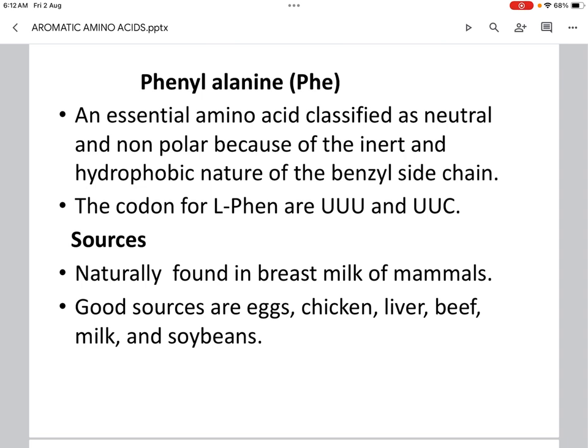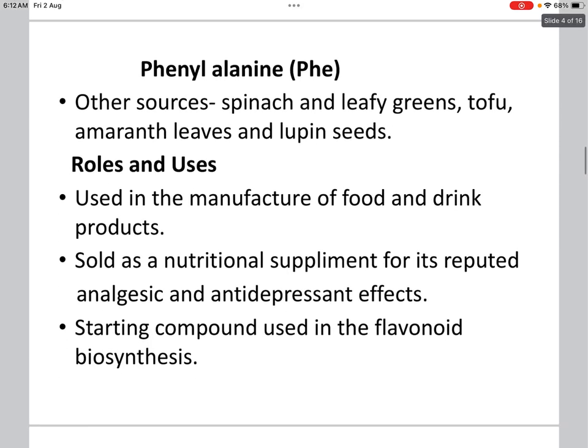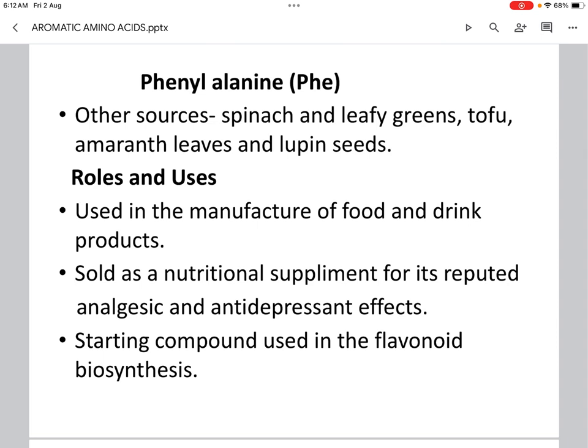The codons for L-phenylalanine are UUU and UUC. Phenylalanine is naturally found in breast milk in mammals, and good sources are eggs, chicken liver, beef, milk and soya beans. Other sources are spinach and leafy greens, tofu, amaranth leaves and lupin seeds.